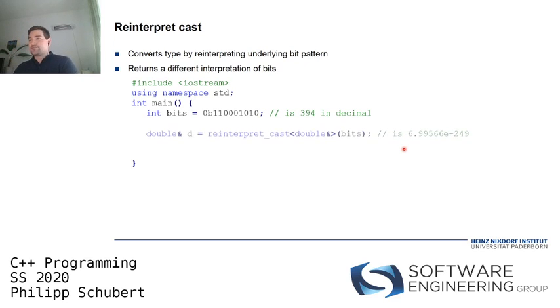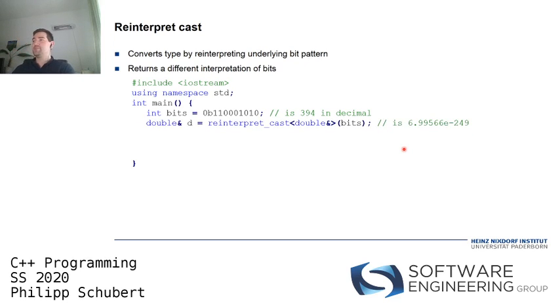Okay, so what could you do with it? You could now also reinterpret those bits here, which sit in the integer variable, and reinterpret them as a double ref. And this would give you the following double value. So I mean, that's not of any particular use. I just wish to show you how you could use it.